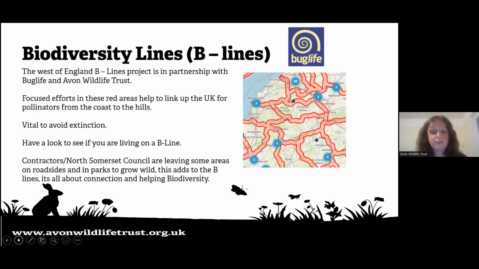So, biodiversity lines. North Somerset Council have left 25% of their amenity grassland to help combat climate change and increase biodiversity. And so this can link wildlife corridors and most likely crosses over the biodiversity lines. This is all vital to avoid extinction, and please have a look on BugLife's map to see if you're living on a biodiversity line. They connect to all of the wildlife trusts in the area.